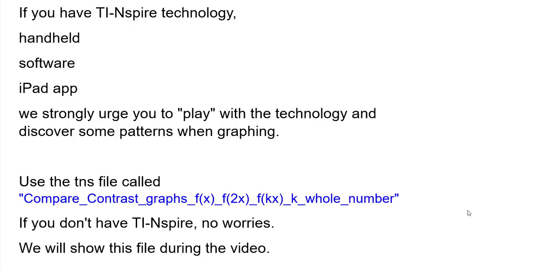If you have TI-Nspire technology, either a handheld, software, or an iPad app, we strongly urge you to play with the technology and discover some patterns when graphing. This is the TNS file that you could use, but if you don't have TI-Nspire, don't worry about it. We'll show this file during the video.